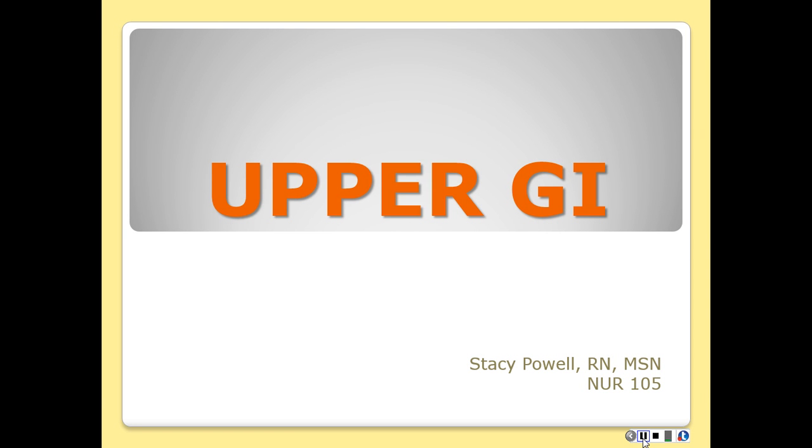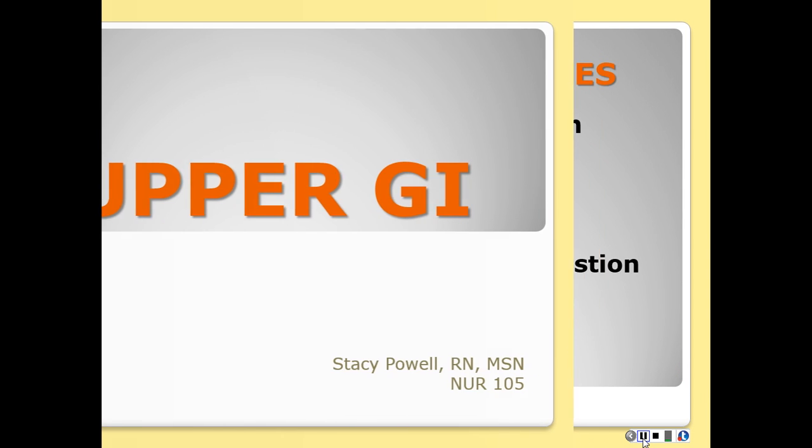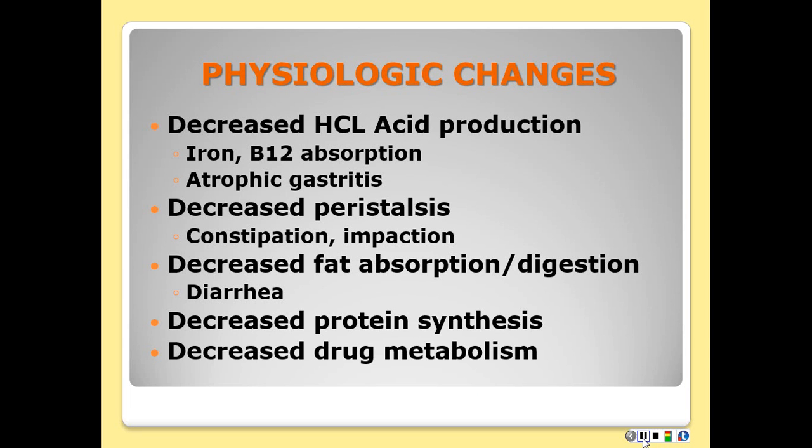Be aware that as people get older, there are physiologic changes that occur in their GI system. We've talked about lots of other changes, but their GI system is affected as well. They have decreased hydrochloric acid production in the stomach. So what happens is they get into trouble with the absorption of their nutrients, especially their iron and B12.